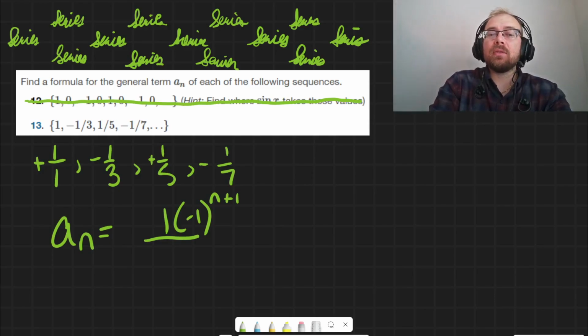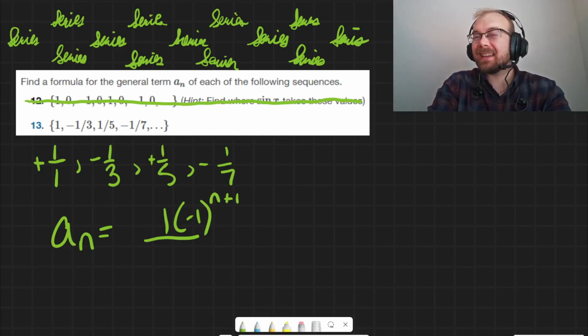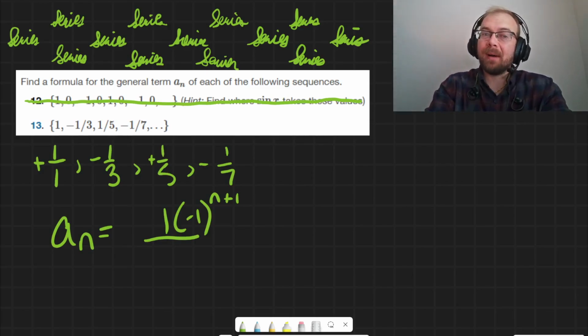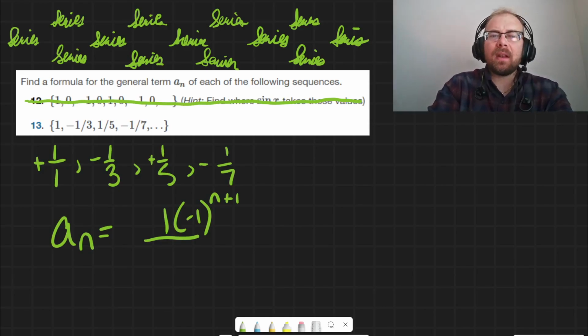And I need to do the n plus 1 because n normally starts at 1 for sequences. So if n starts at 1, then it would be negative 1 to the 1 plus 1 power, which is negative 1 to the second power, which is positive 1. I need my first term to be positive. And then on the bottom, it looks like we're just adding 2 every time, right? So plus 2, plus 2, plus 2.